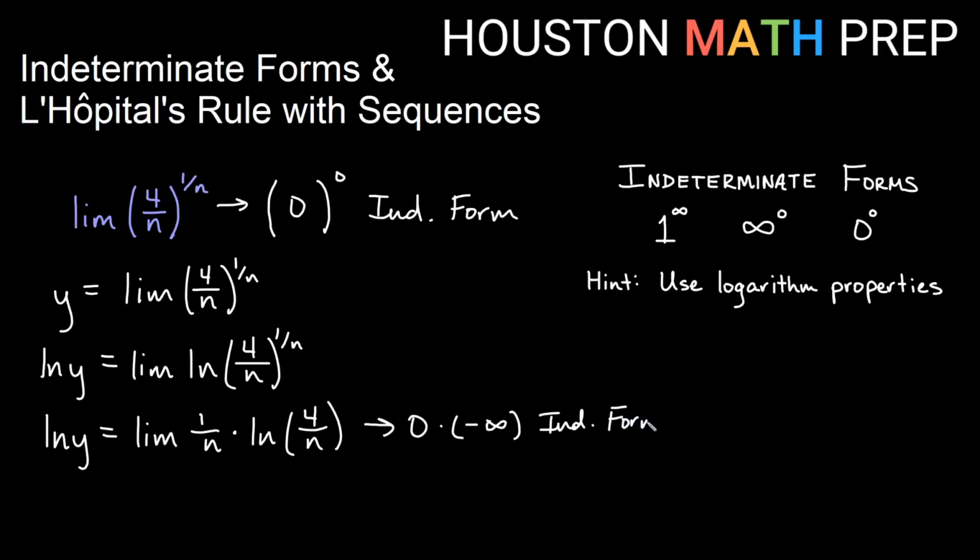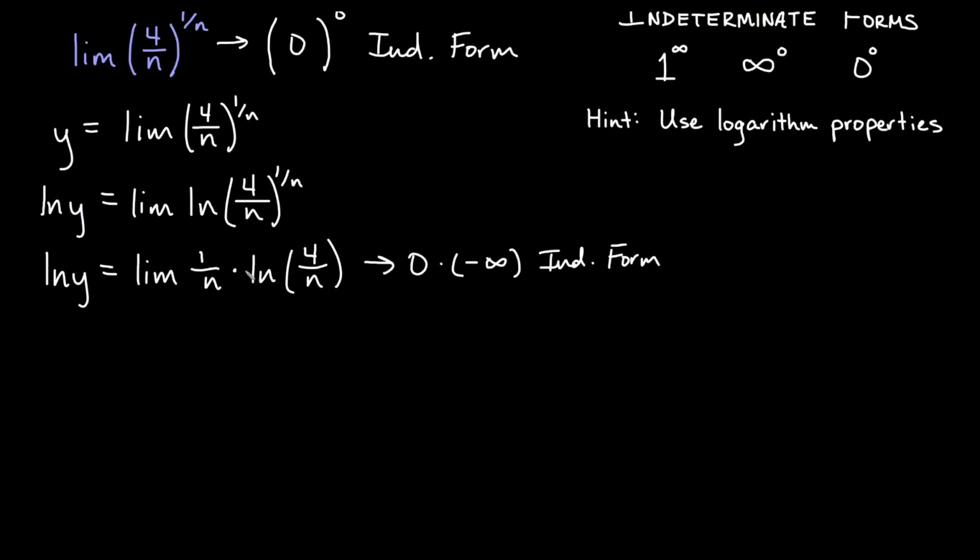And remember to use L'Hopital's rule. We will need to write this as a quotient. So we'll go ahead and rewrite this then. ln of y equals, the easiest way to make this a quotient, I think, is just to write ln of 4 over n and write that all over n, and that's the same as what we had here, right?